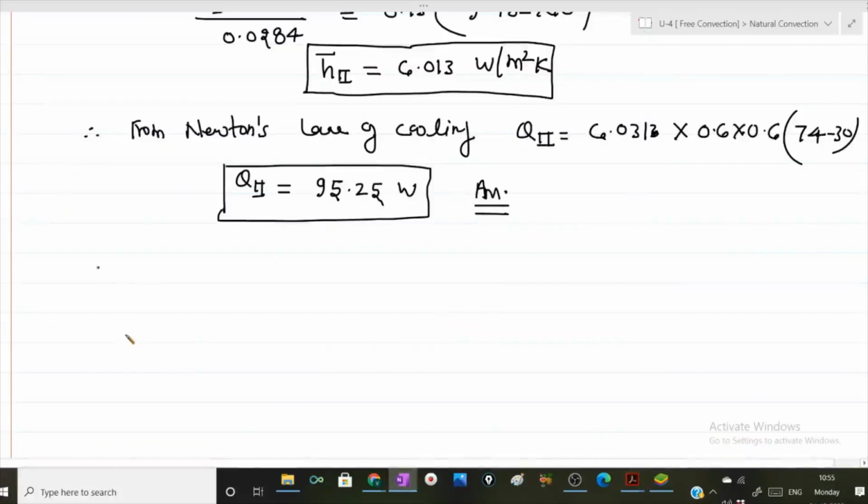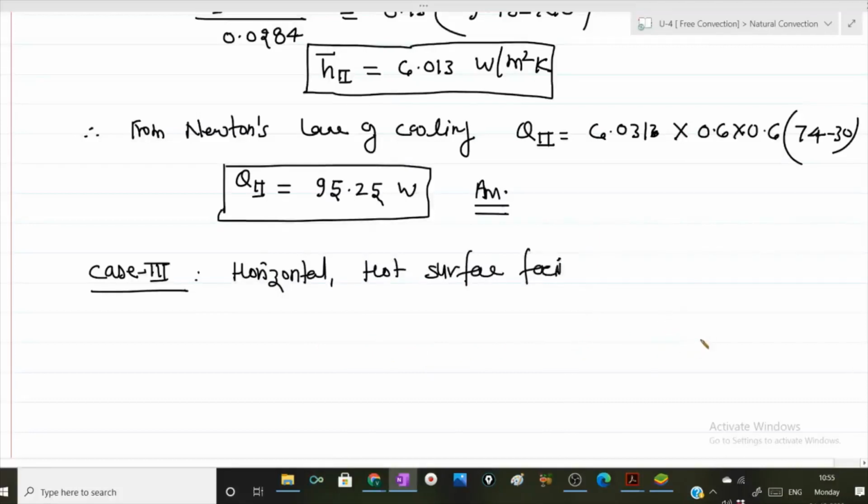Now the last one is case 3. Horizontal hot surface facing down. So this is the horizontal plate. Upper surface is insulated, bottom surface is heated, so it will lose heat to the environment. So we are supposed to calculate this rate of heat transfer.